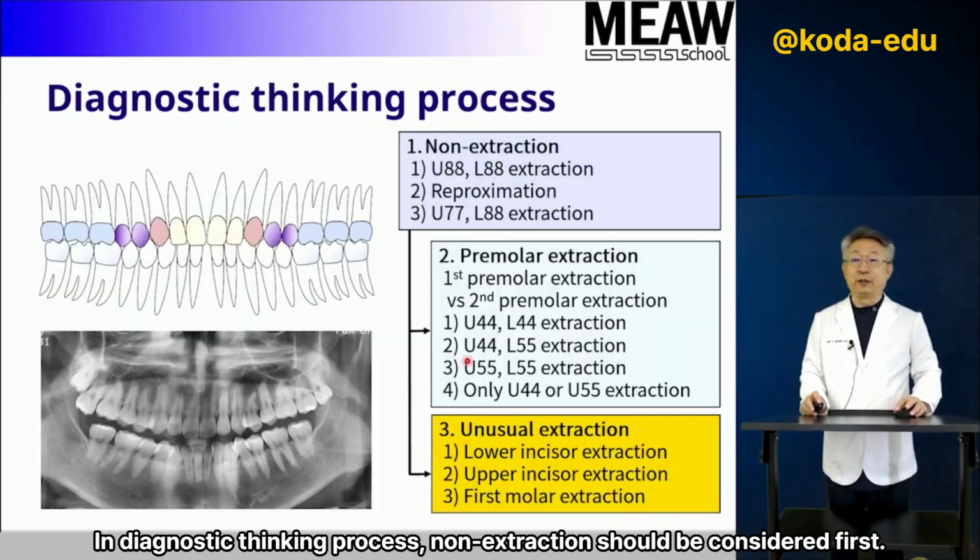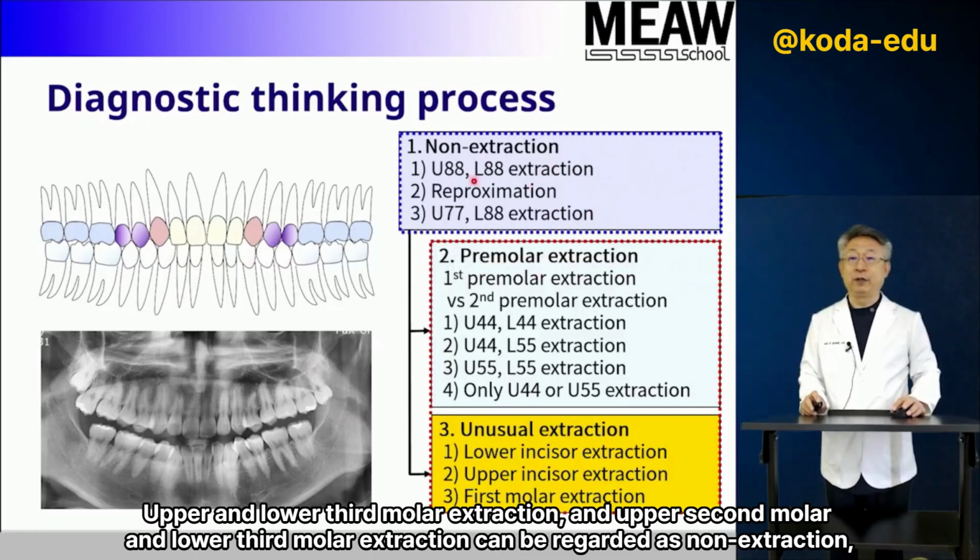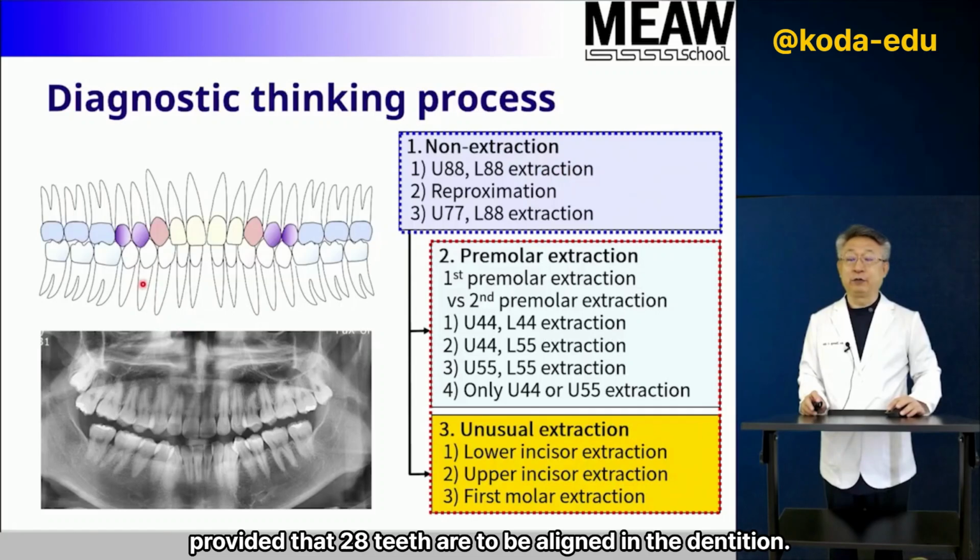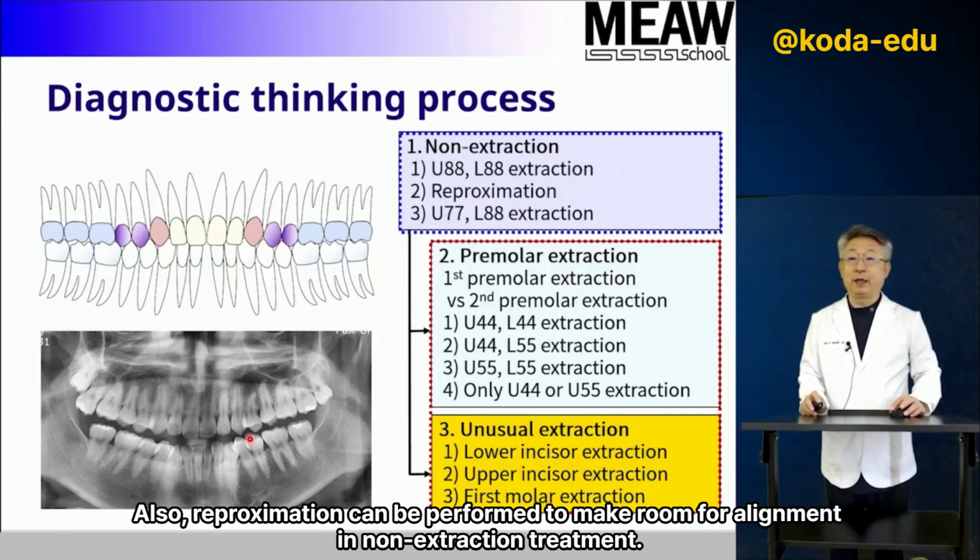In diagnostic thinking process, non-extraction should be considered first. Upper and lower third molar extraction and upper second molar and lower third molar extraction can be regarded as non-extraction, provided that 28 teeth are to be aligned in the dentition. Also, reproximation can be performed to make room for alignment in non-extraction treatment.